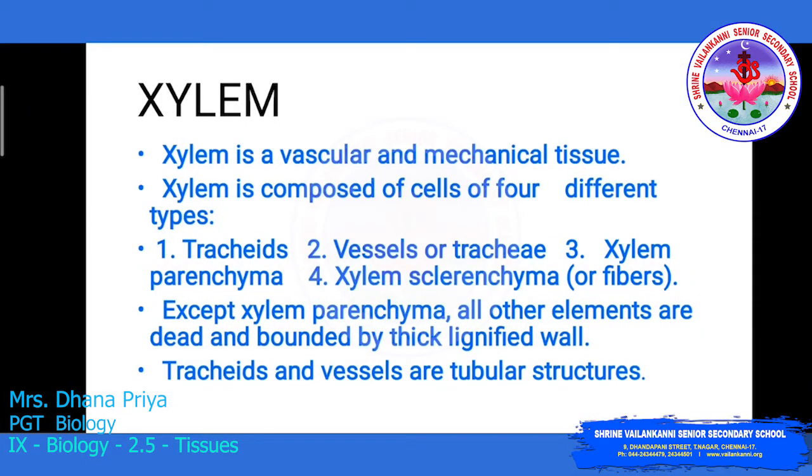Xylem. Xylem is a vascular and mechanical tissue and it is composed of cells of four different types. Please make a note, this is an important component of the cells of xylem: tracheids, vessels or tracheae, xylem parenchyma, xylem sclerenchyma or fibers. Except the xylem parenchyma, all other elements are dead and bounded by thick lignified walls. Tracheids and vessels are tubular structures.